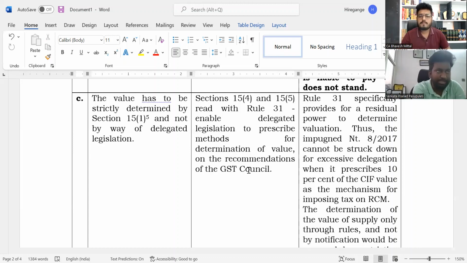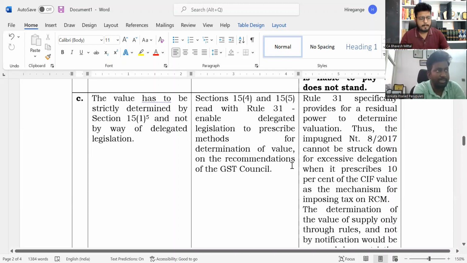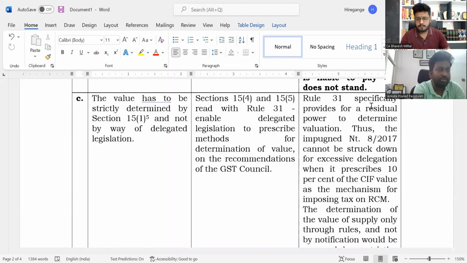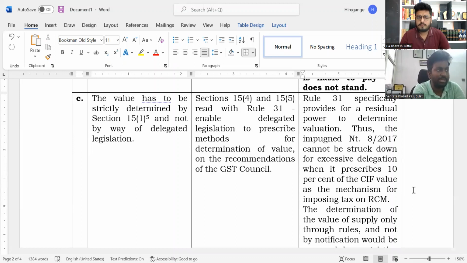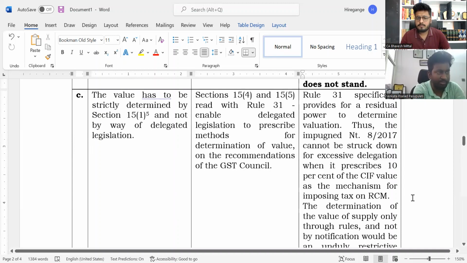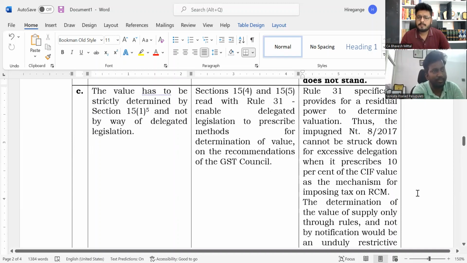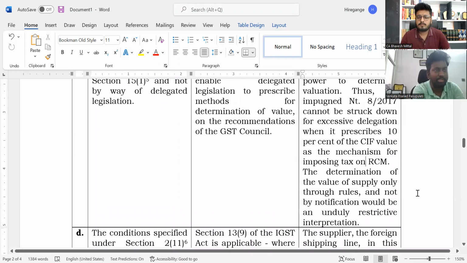Yeah, so the department justified the deemed valuation of 10% of CIF value as the valid valuation. The government defended this by referring to section 15, subsection 4 and subsection 5, read with rule 31. They say that wherever the value cannot be determined in a normal transaction, rules were made and notification was given, so they are trying to justify the rules and the notification given under section 15, subsection 4 and subsection 5. And rule 31 also says that wherever it cannot be determined by any other rules also, the policy and the framework of the entire rules has to be seen, and the value accordingly has to be determined. They try to justify based on that.